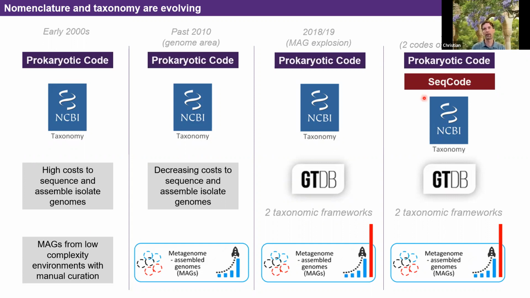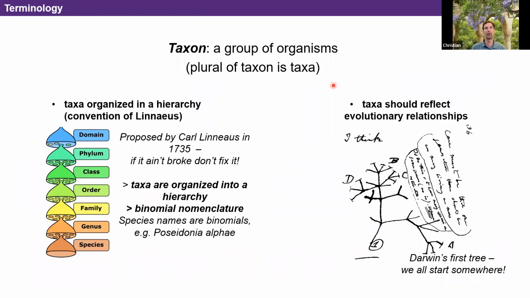Now, let's look into some terms we need for today's lecture. So first, a taxon. What's a taxon? You can see it's defined as a group of organisms, and the plural is taxa, right? So I think everybody's familiar with that. Now, how do we organize taxa? We use the convention of Linnaeus, and that was proposed already quite a while ago in 1735. Maybe the theme here is, if it ain't broke, don't fix it, right? It works very well. We're still using it, not only for prokaryotes, but for all living things on Earth. Cellular living things on Earth, I should say, right?